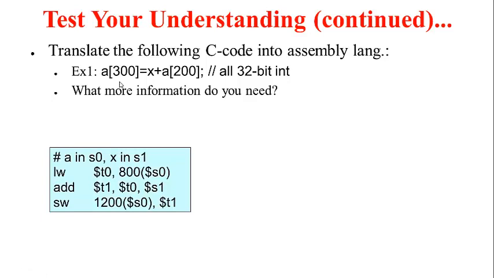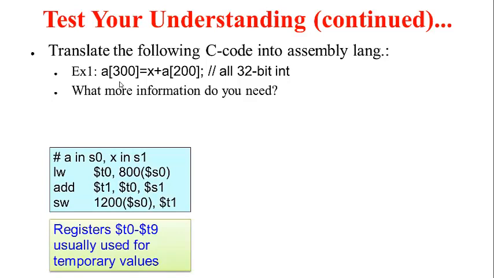Now you may have used different registers different from $T0 or $T1 in your solution. Usually registers $T0 to $T9 are used for temporary values in MIPS assembly language. So here is another set of 10 registers in the MIPS set of 32 registers we have learned so far.